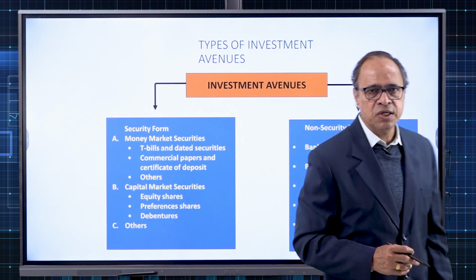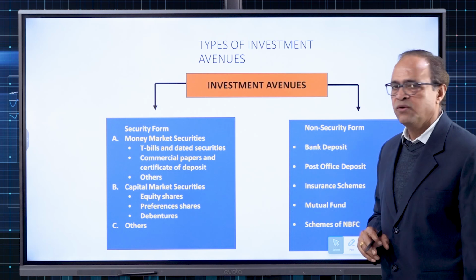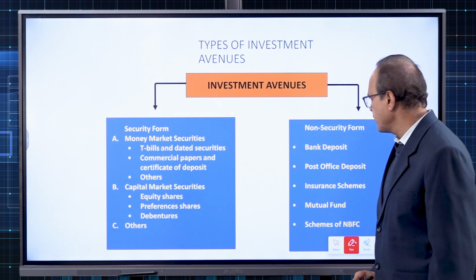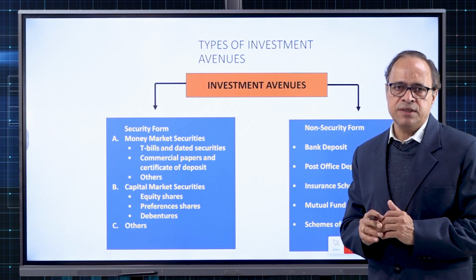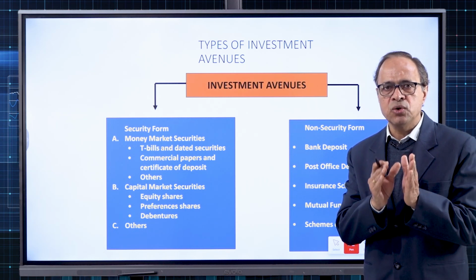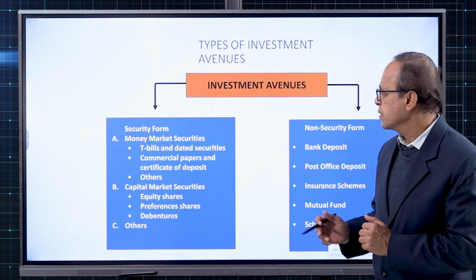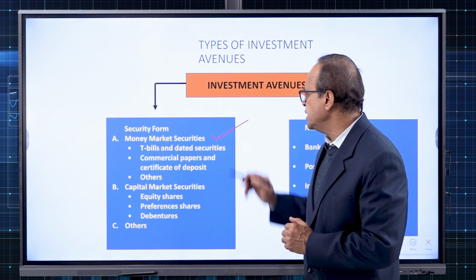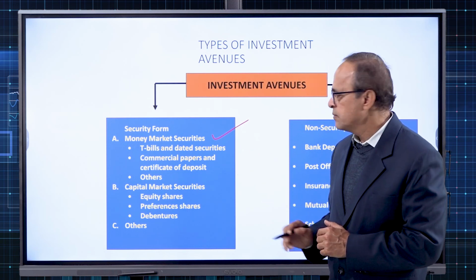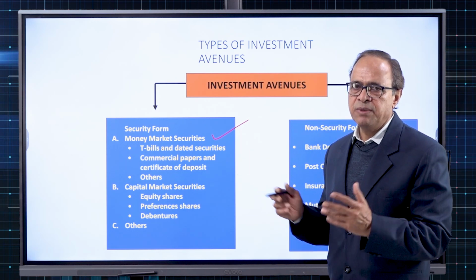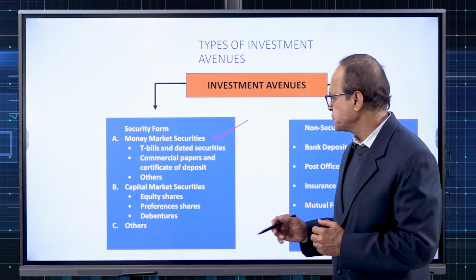Now, one structured way of classifying the investment avenues may be there, security form versus non-security form. When I say security form, I mean such instruments which are more or less negotiable in nature. That means one person who is the holder of the instrument can sell it to other person. These are assignable, sellable. Security form are money market securities, treasury bills and dated securities, commercial paper and certificate of deposit, and others I have also kept it. Others may be certain investment schemes of the banks or financial institutions which are in negotiable form.